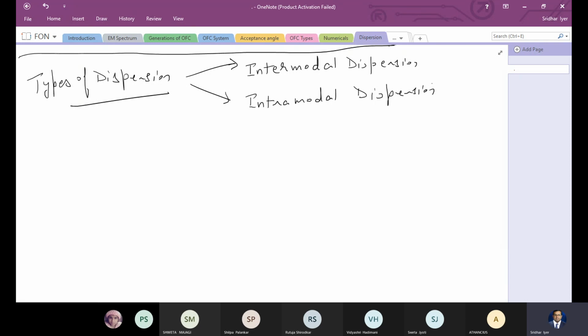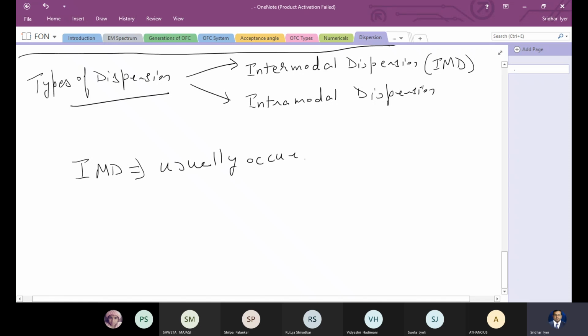Okay. Now intermodal dispersion, which is also in short known as IMD, usually occurs in multimode fibers. Why? Because it is intermodal. So 2 modes, 3 modes or 4 modes, and likewise many modes will interfere with each other. That's why it is known as the intermodal dispersion. Okay. The next is known as the intramodal dispersion.